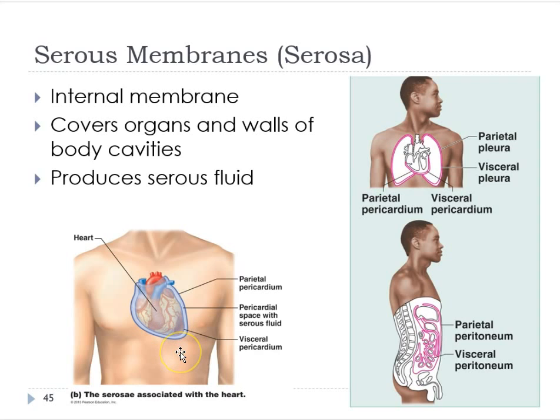It does a couple of things. Number one, when the heart beats, it reduces friction. And number two, when things push on the outside of the heart, it protects the heart. So it gives it that double layer. One is to reduce friction, which is what we really need it for. And two is a little bit of protection.